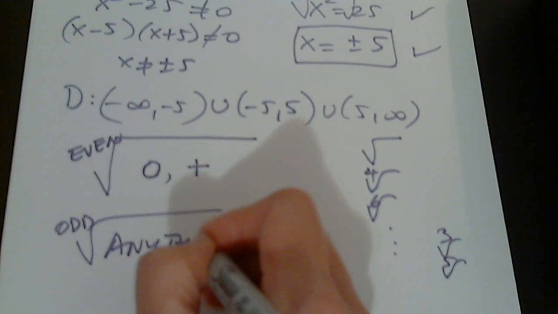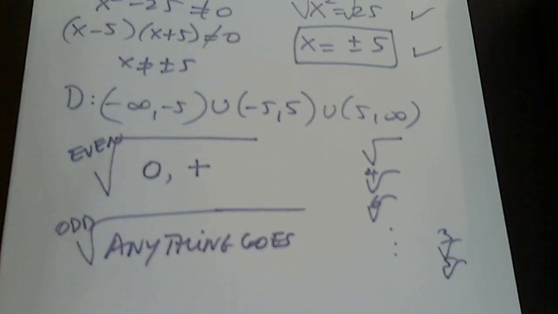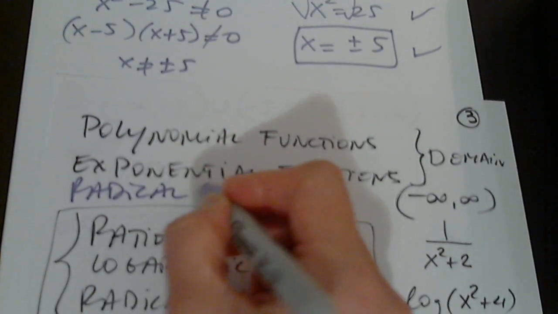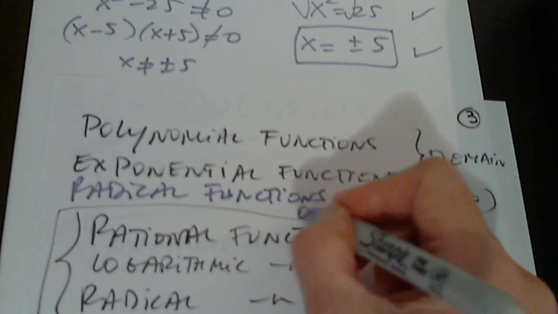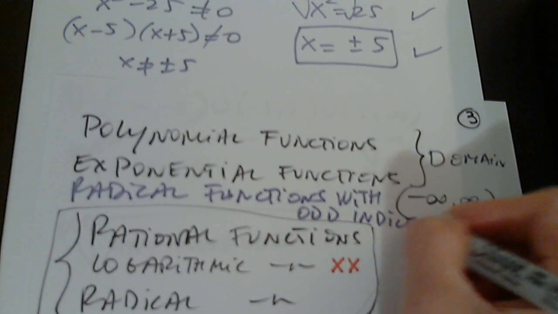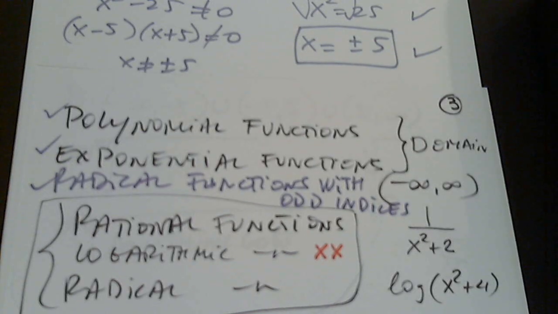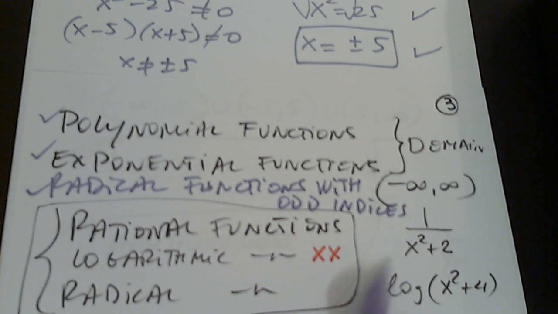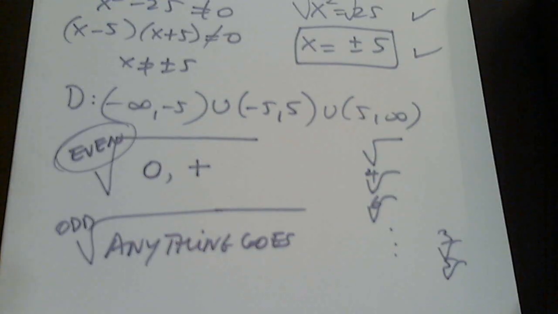Anything goes. No restrictions. So I could edit here: radical functions with odd indices. Friendly, friendly, friendly. I never have to worry about a polynomial. It's defined everywhere. I never have to worry about the exponential, everywhere. And I never have to worry about the radical function with an odd index. But if it has an even index, I do have to worry about it.